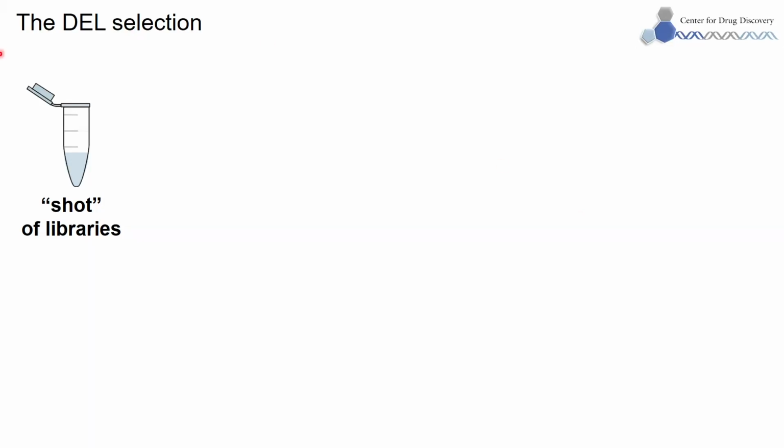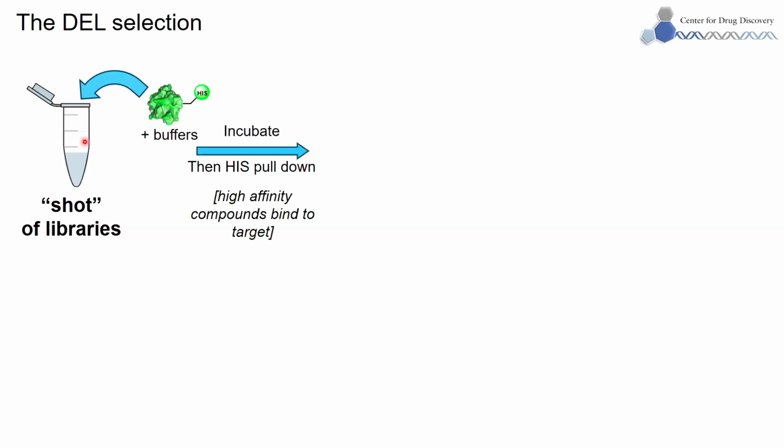Let's say once you have this library and we quantify it, as a chart of libraries in one Eppendorf single tube with billions of compounds, then we're going to incubate it with a protein target. So here I'm showing an example, a protein target with the His tag.